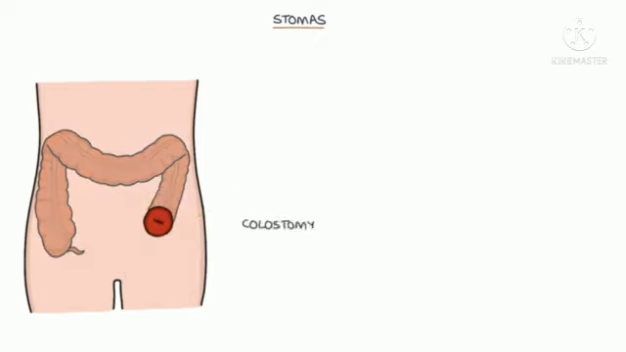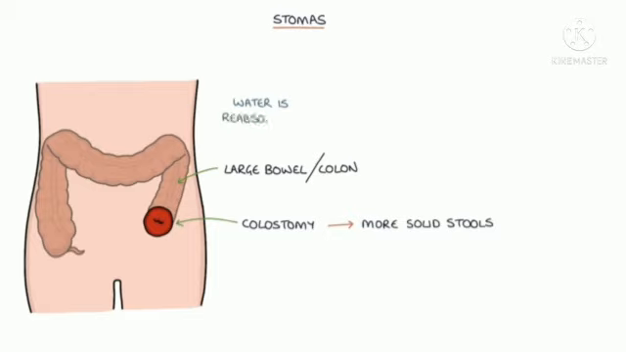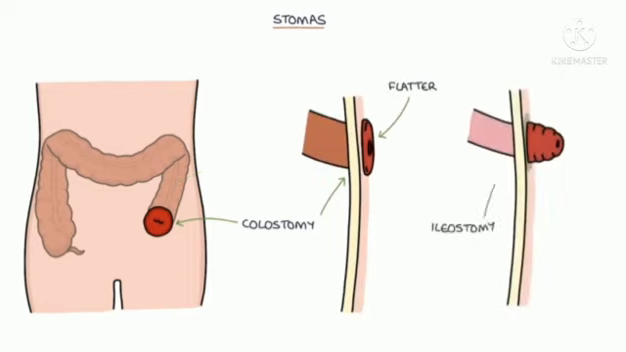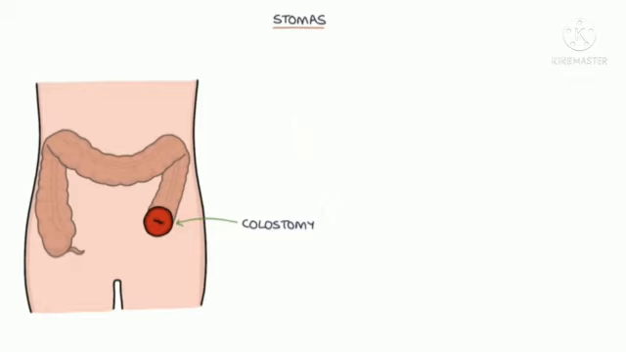A colostomy is where the large bowel or the colon is brought onto the skin. Colostomies drain more solid stools, as much of the water is reabsorbed in the remaining large intestine. Colostomies can be flatter to the skin compared with ileostomies, which have to have a spout, as the solid contents are less irritating to the surrounding skin. Colostomies are typically located in the left iliac fossa.